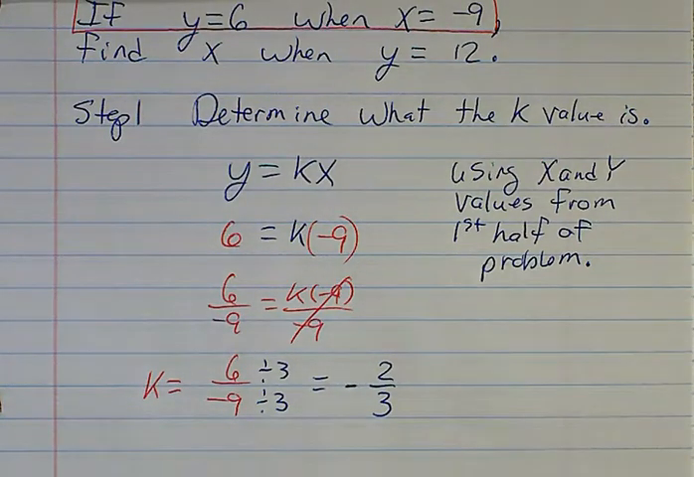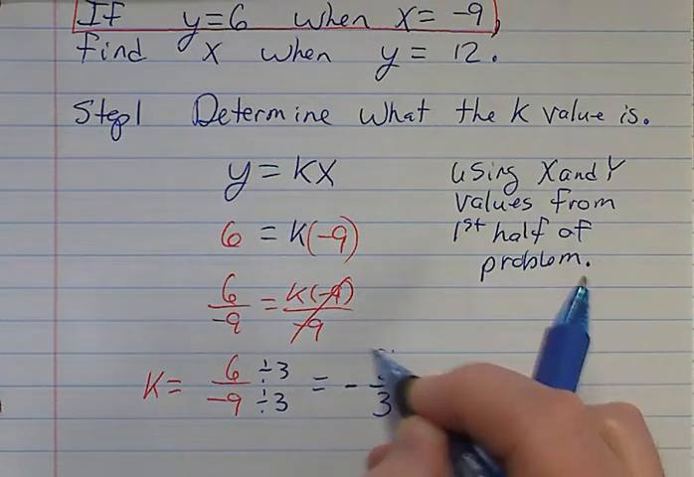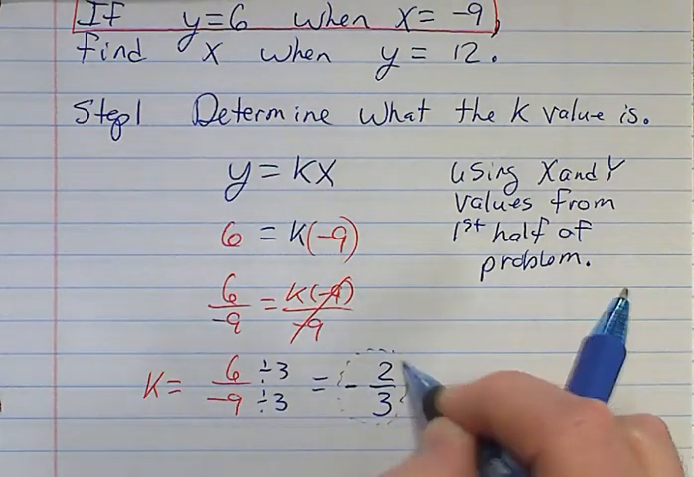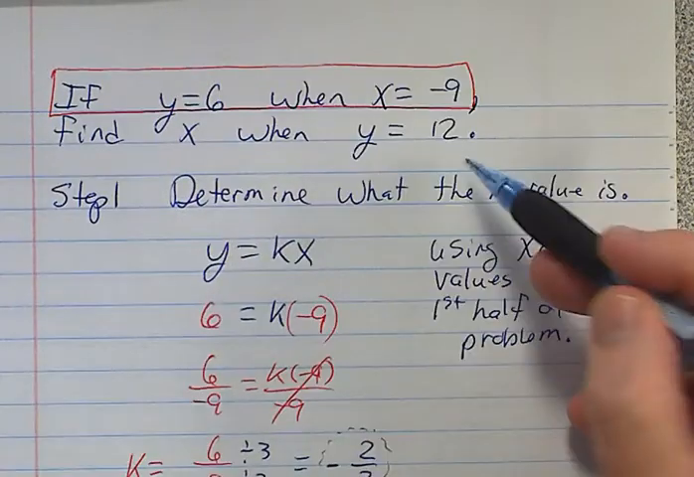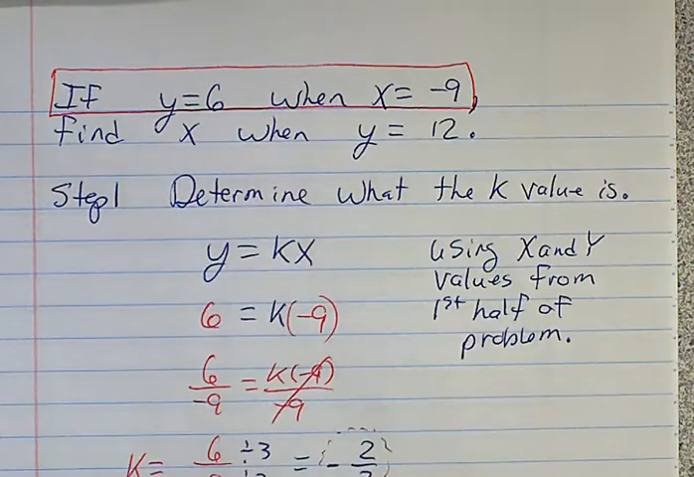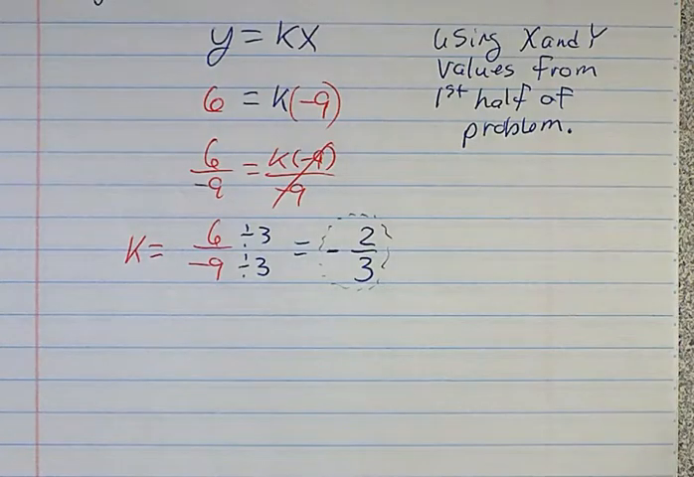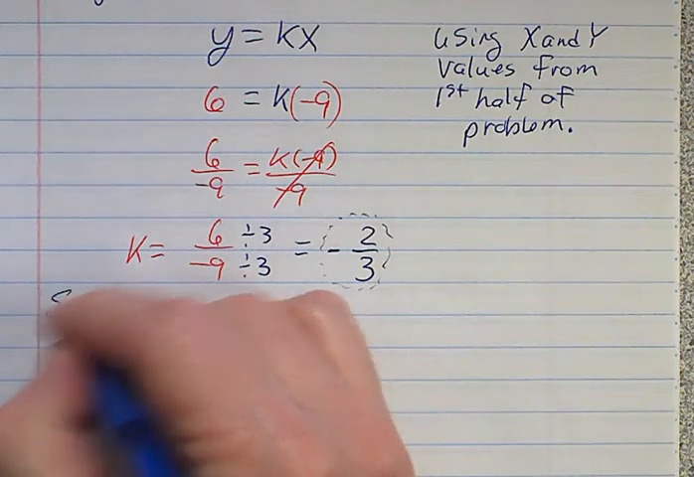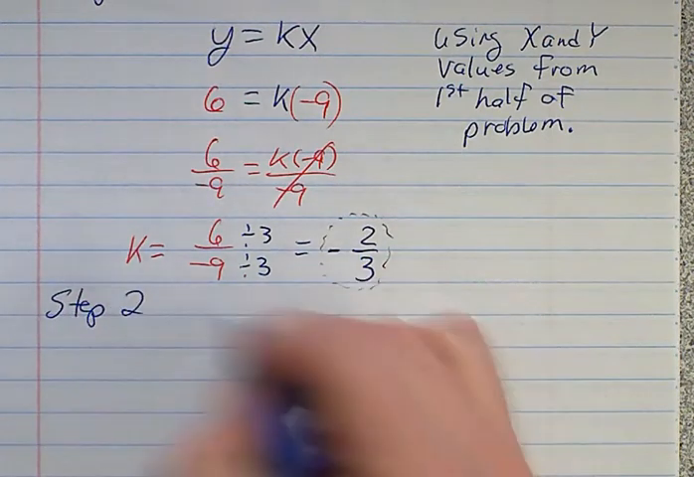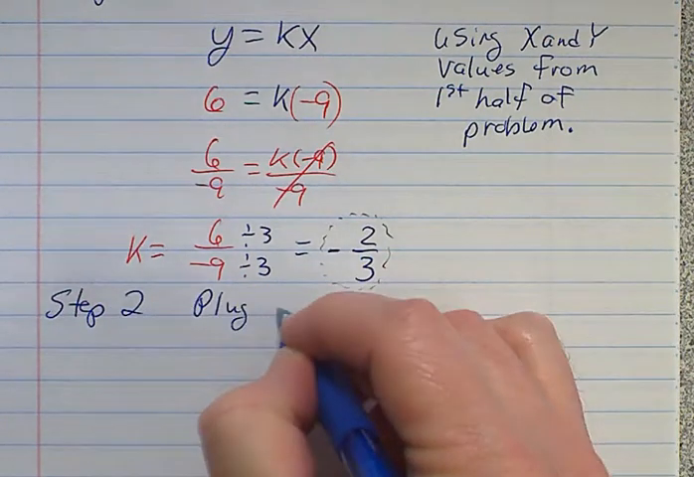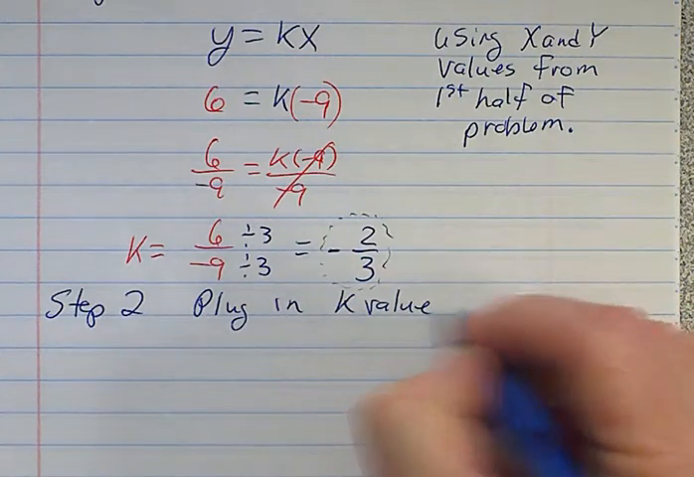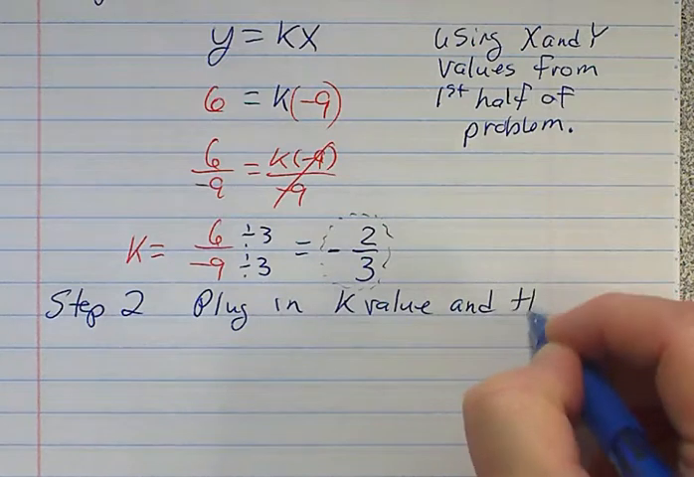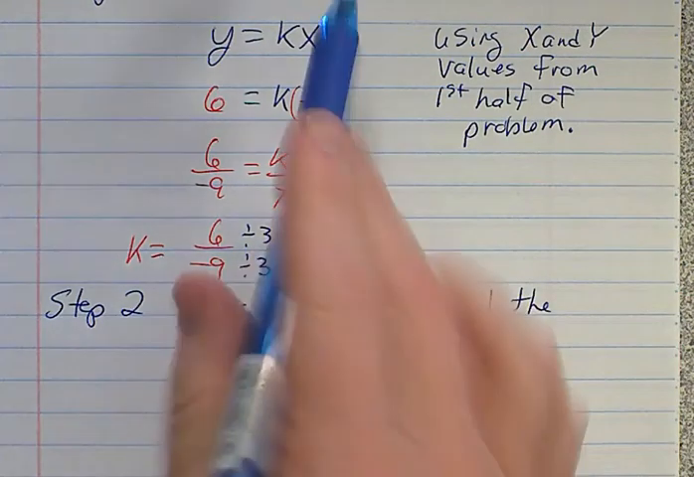Alright, now before you get too excited, because sometimes people get excited and stop there: that is the k value that we need, but it's not asking us to find k. We've got to figure out what x is when y is 12. So that's your step 1. You find out what the k value is. Step 2, you're going to plug in your k value, and then the other value from the original problem.